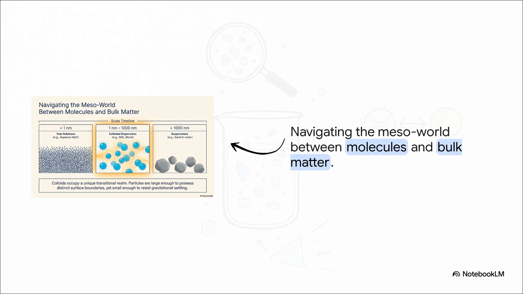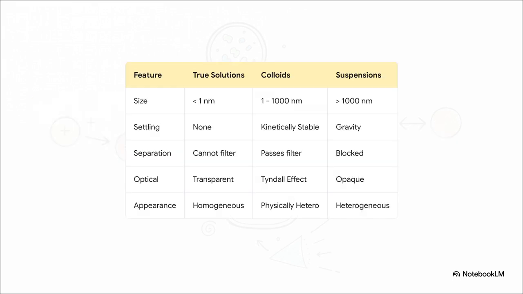They occupy this unique mesoworld, where the particles are just large enough to have distinct surface boundaries, but still small enough to resist just sinking to the bottom of the beaker. When you compare these features, you immediately see why colloids are so tricky to study. They are absolutely masters of disguise. A colloid will look completely homogeneous to the naked eye, just like a true solution, but physically it's actually heterogeneous. And unlike a suspension that settles out under gravity, a colloid just hangs there. It doesn't settle because it's what we call kinetically stable. You can even pass it right through standard filter paper. It's completely distinct from both solutions and suspensions in almost every behavioral category.